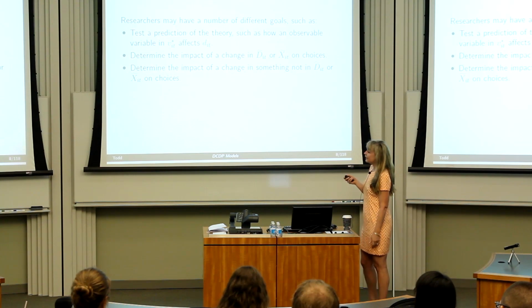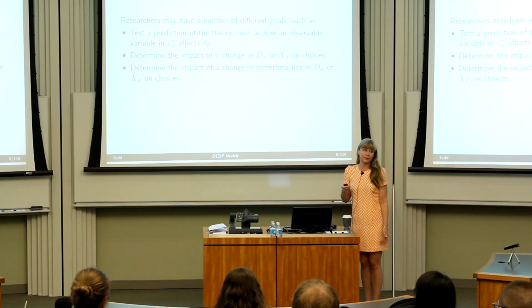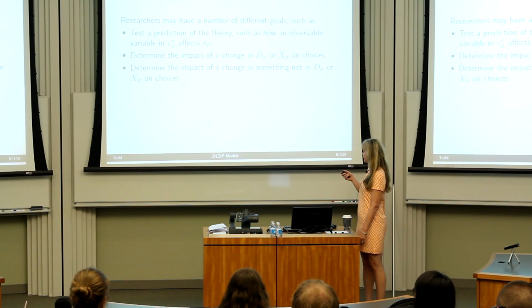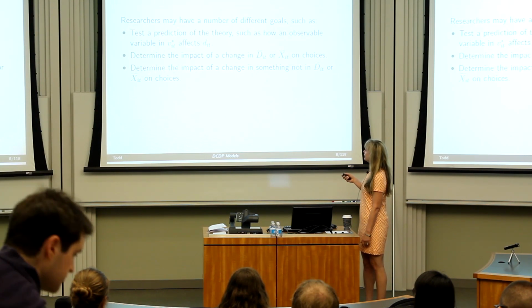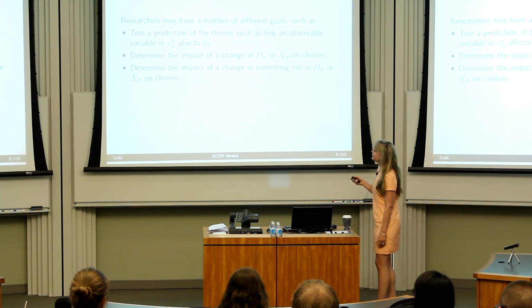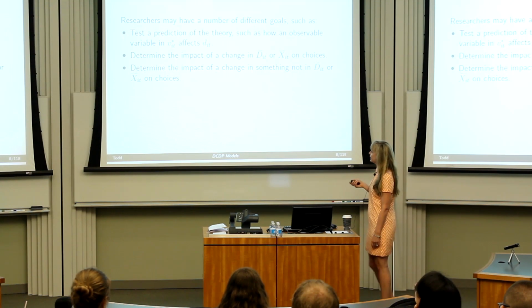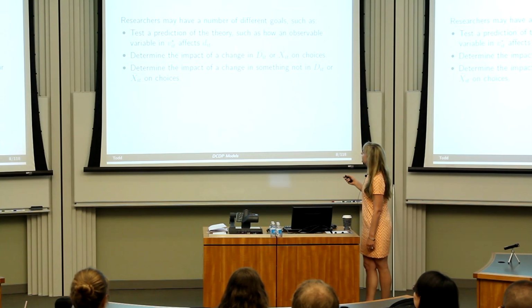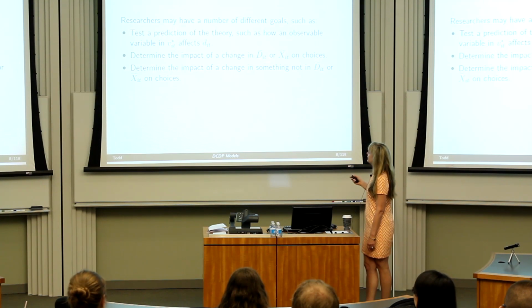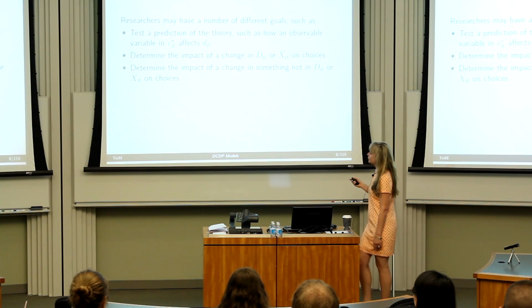Okay. And then why might we want to use this type of model? Usually there are different goals people have when they're doing some analysis. One is you might want to test some prediction of a theory. That's a common goal in empirical work: you have some theoretical prediction, you want to test it with your model. You might want to determine the impact of a change in D or X on choices.